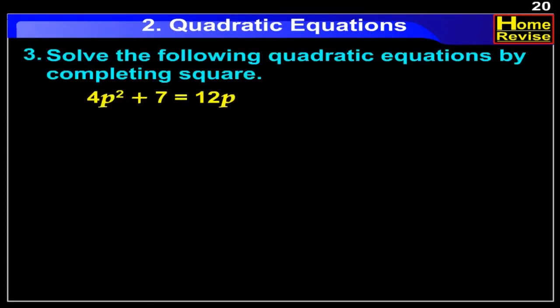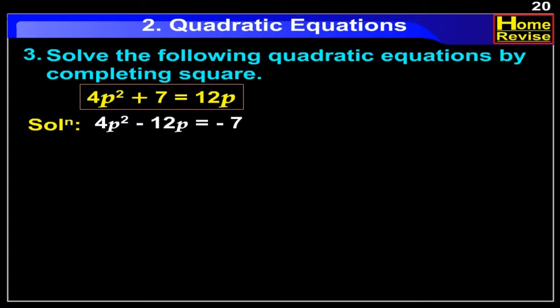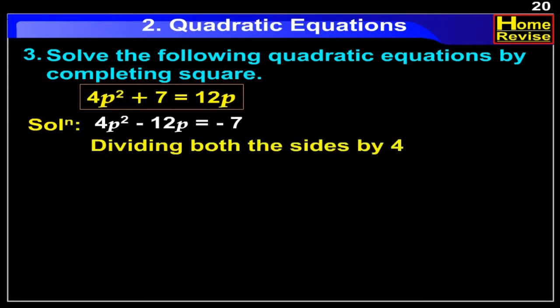4p square plus 7 is equal to 12p. Solution. The given equation is 4p square plus 7 is equal to 12p. After shifting the terms, we get 4p square minus 12p is equal to minus 7. Dividing both the sides by 4, we get p square minus 3p is equal to minus 7 upon 4.